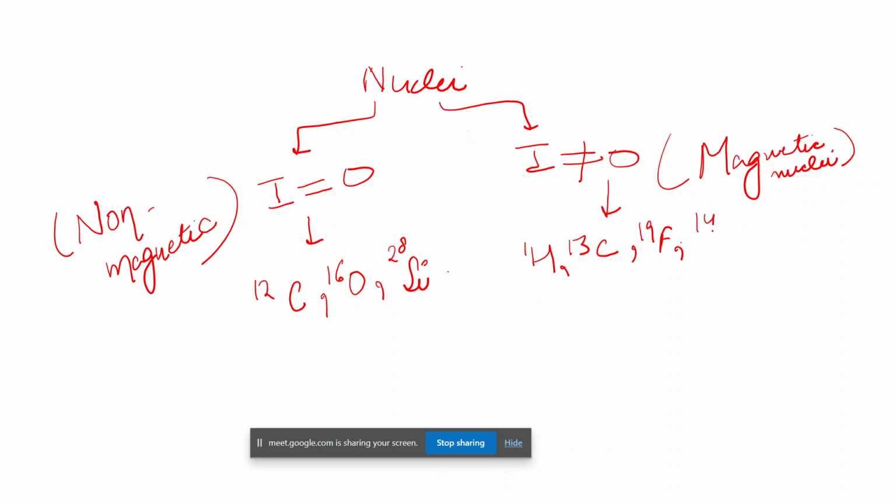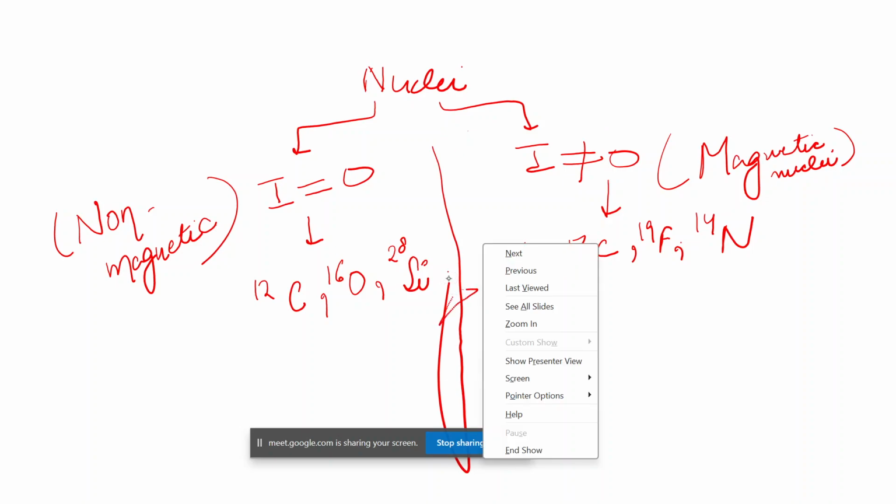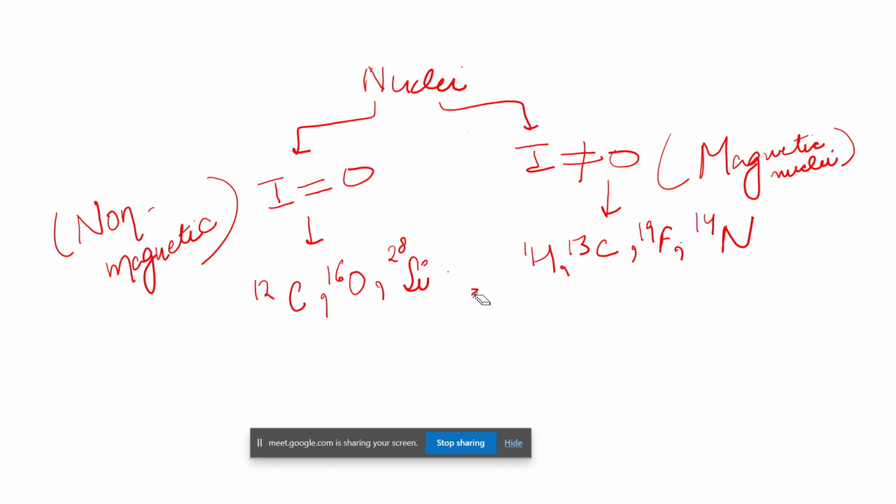Ma'am, 16 is not divisible by 4? 16 is divisible by 4, no? 4 times 4 is 16. That means it is NMR inactive. Now you know that a value like this is the NMR active part.